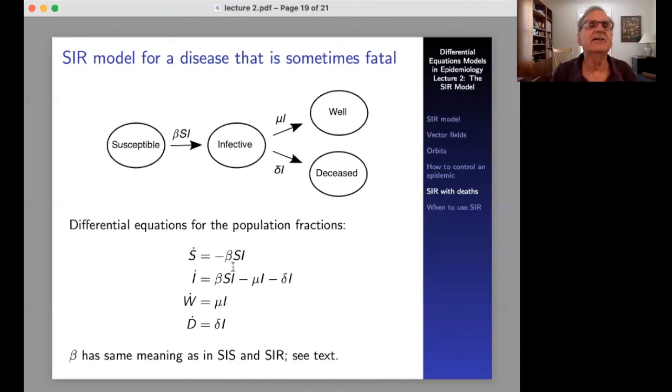Beta has exactly the same meaning that it did previously. It takes a little thinking to figure it out, because now the fraction of the population that's susceptible, if you look at a model with n people, it's not S over n because some of the population is deceased. It's S over the remaining population that's alive. So you have to be careful about calculating this, but that's done in the text. I'm not going to go through it now.